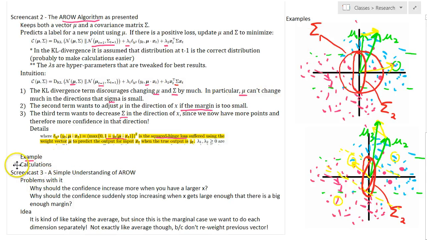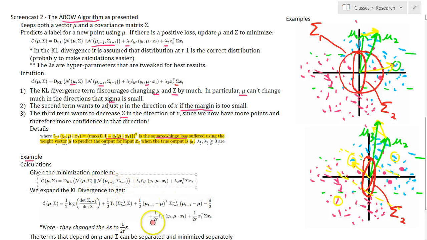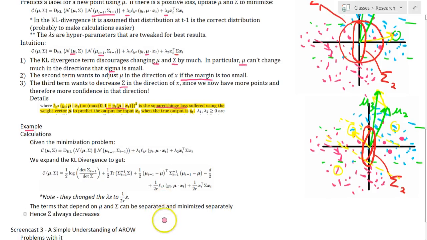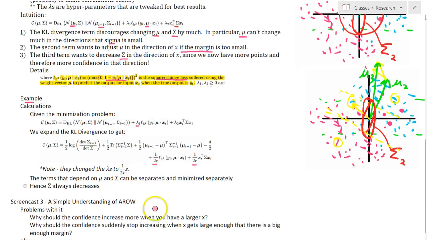Lastly, we move on to some calculations. So we want to minimize this, and so what they did is they expanded the KL divergence and got all of this. And they also, up here we've got lambdas, right? Here you might notice that we've got these 1 over 2r's. They're the same thing. They changed their lambdas to 1 over 2r's. I don't totally know why.